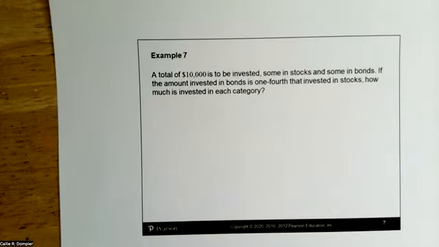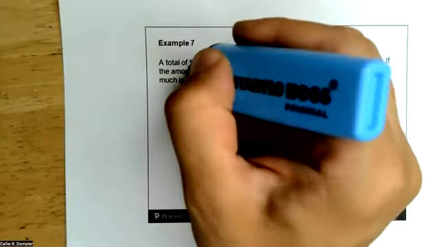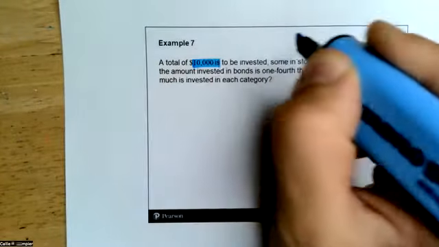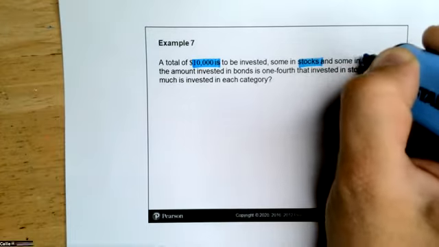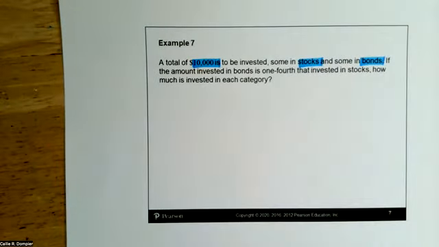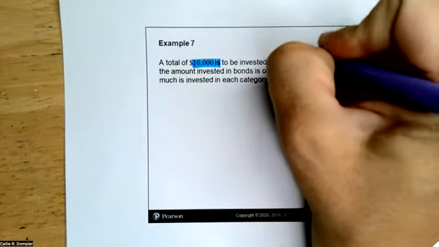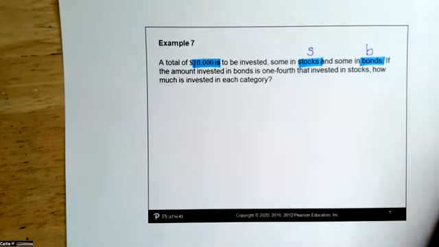For example, a total of $10,000 is to be invested in stocks and bonds, okay? If the amount invested in bonds is 1/4 that invested in stocks, how much is invested in each category? So what were our directions? We need to decide what our variables are. We have $10,000, right? We have stocks and we have bonds, and then we have some information about the stocks and bonds. So I'm going to create the variables S and B because they are different values, right?